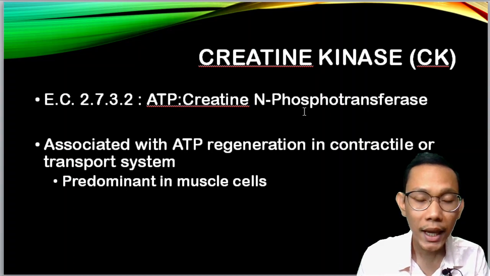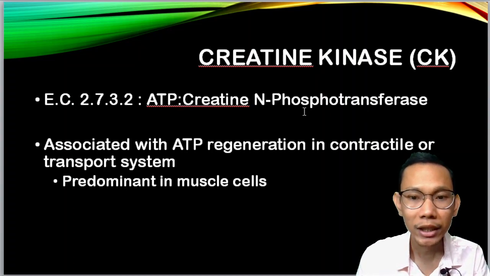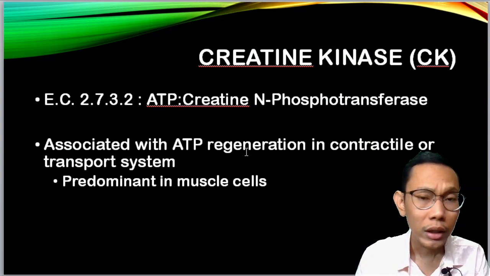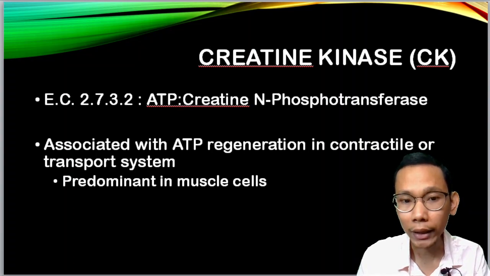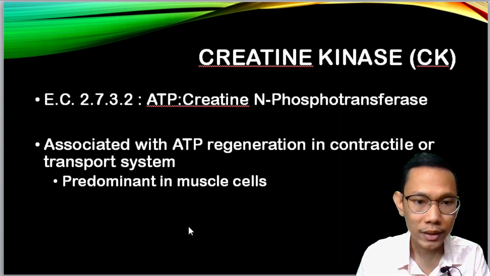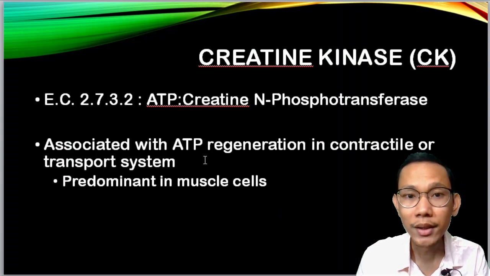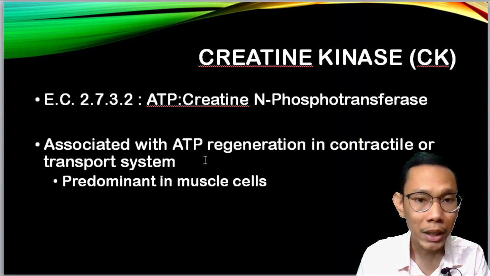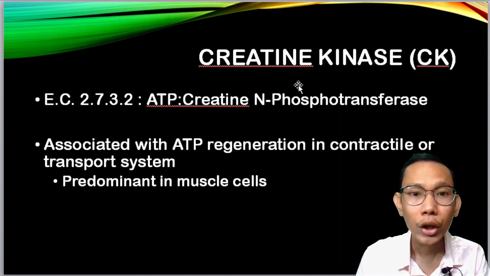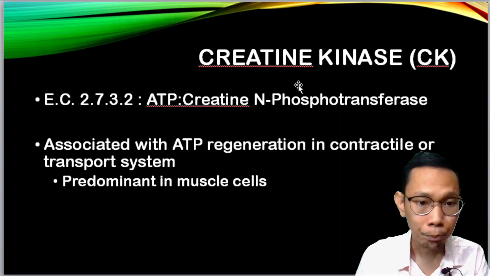So basically, your CK is associated with ATP regeneration in contractile or transport systems, which is predominant in your muscle cells. Remember that every contraction cycle of your muscle results in creatine phosphate use with the production of ATP, because you really need a constant supply of your ATP. In your muscles, because they are contracting, you need a constant source of energy, and with the help of your CK, you will have enough constant amount of ATP for your muscles to work.